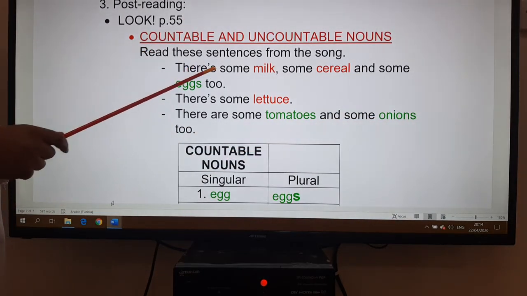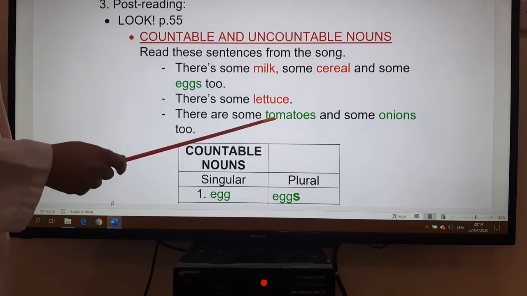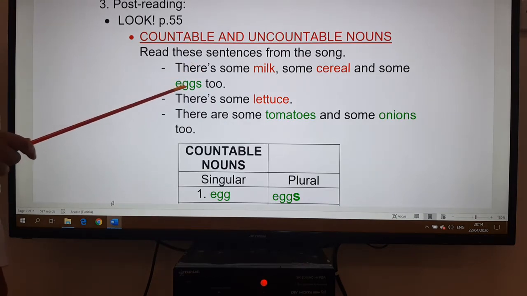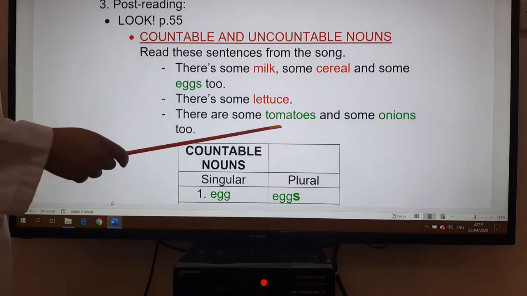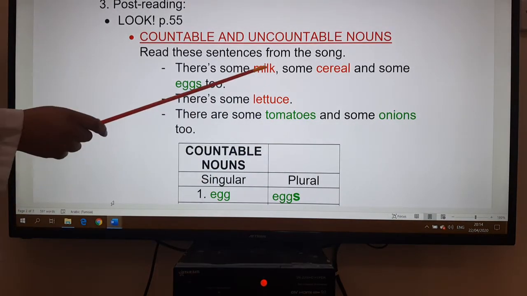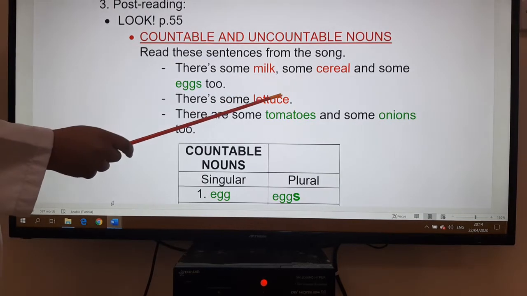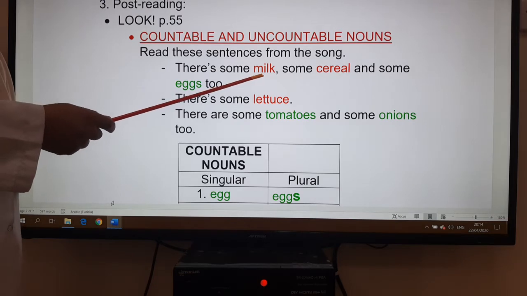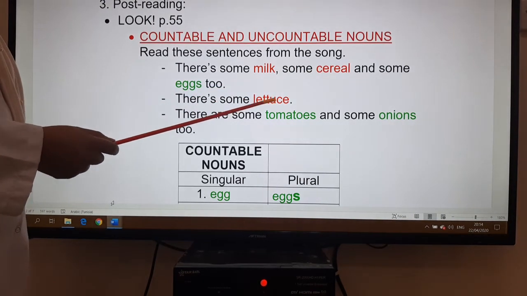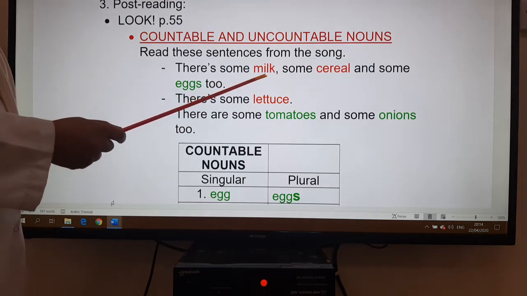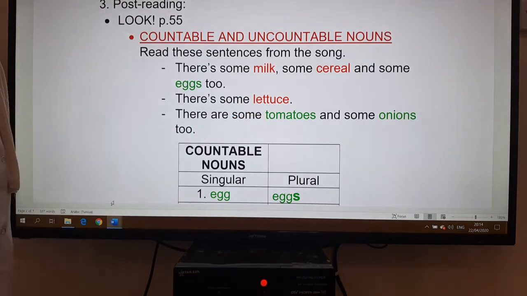Now here, eggs, tomatoes, and onions are in green color to show you that they are countable. We can say 1 egg, 2 eggs, 3 eggs, 1 tomato, 2 tomatoes, 3 tomatoes, 10 onions. But the words in red color are uncountable. We cannot say 1 milk, 2 milks, or 1 cereal, or 1 lettuce. It's not possible. They are uncountable, and that's why we have with them some milk, some cereal, some lettuce.